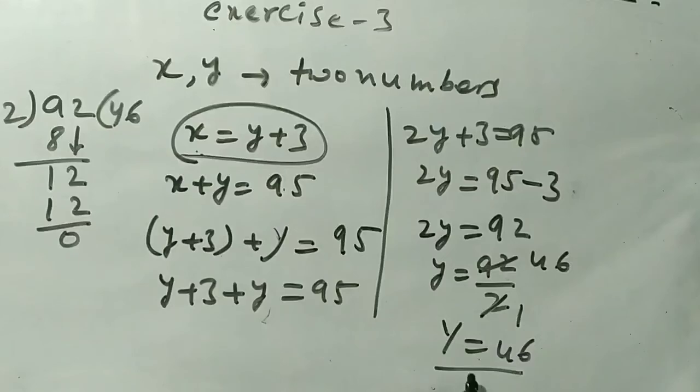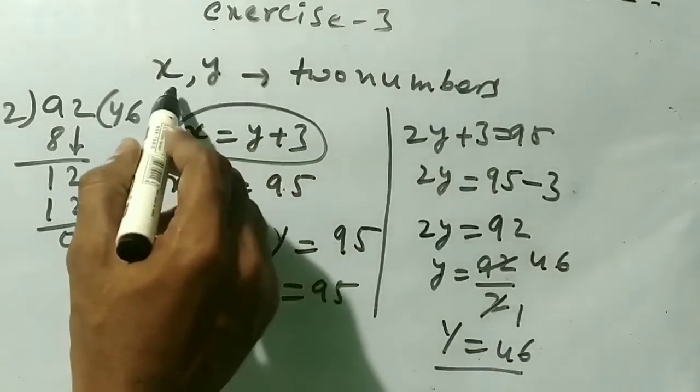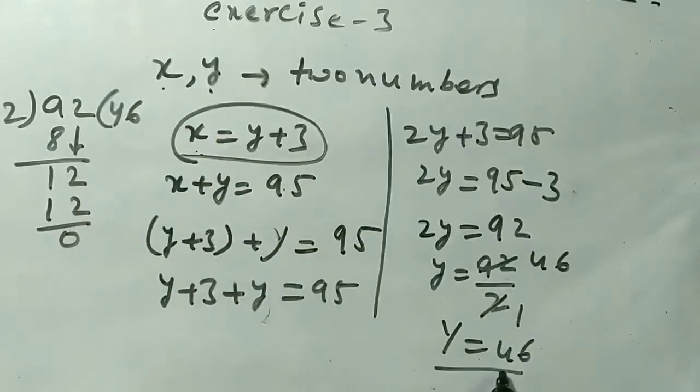Here we got y is equal to 46. And we have two numbers here, the x and y. So we got 46 here. And the x, we know x is equal to y plus 3. So y is substituted here. We can get it easily here.